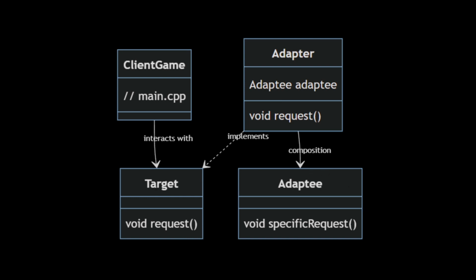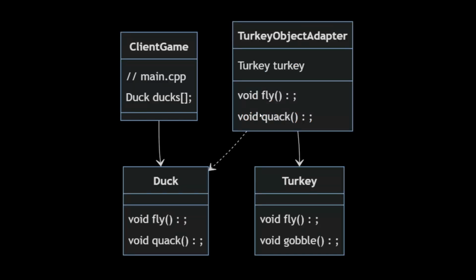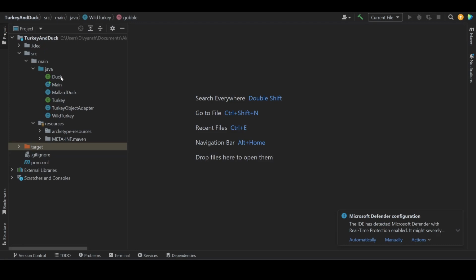Now if we map this to our turkey and duck game, it will look something like this. We have a client game and duck objects in our existing system, but now we have a turkey. So for that we created a turkey object adapter which composes an instance of turkey and implements the duck interface. Now let's see the code for this project. So here I have the code for this project.